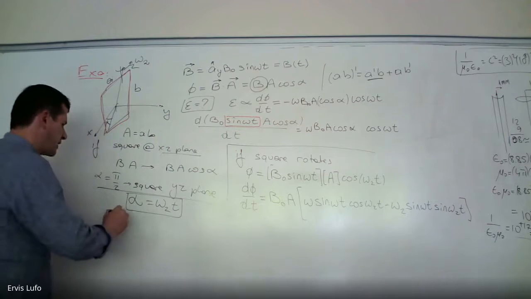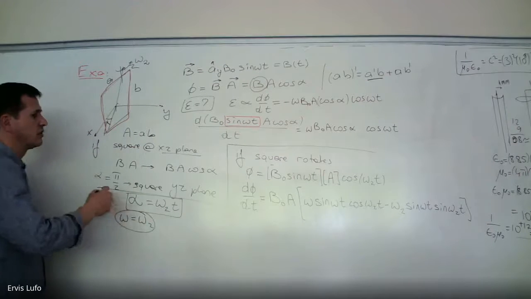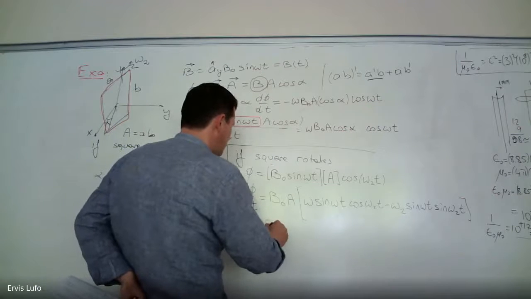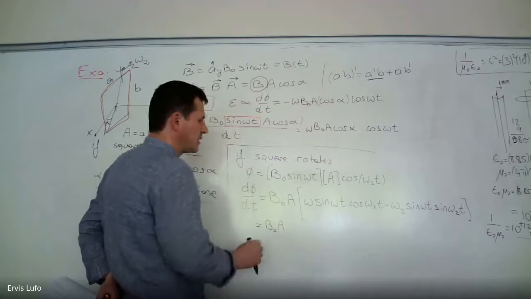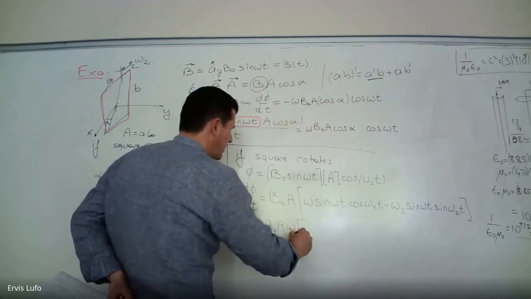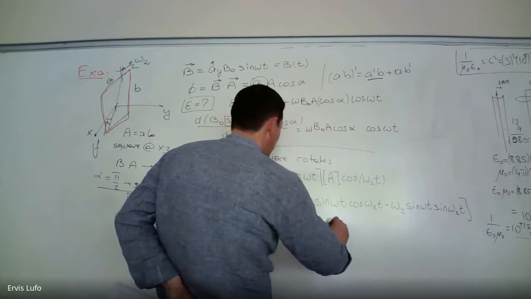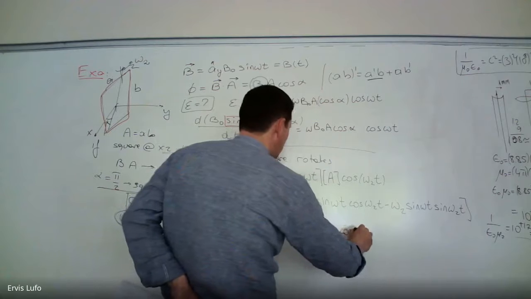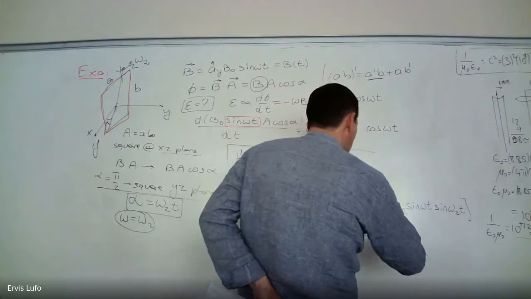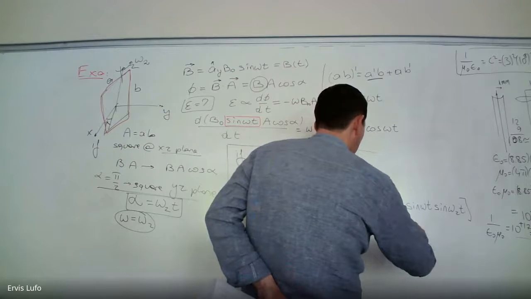Let's assume omega is equal to omega 2, okay? Let's assume that both oscillate at the same frequency, and this expression is going to be equal to B0 times A times omega, equal to omega 2. We can factor out the omega, and this would be sine omega t cosine omega t minus sine squared, am I right?